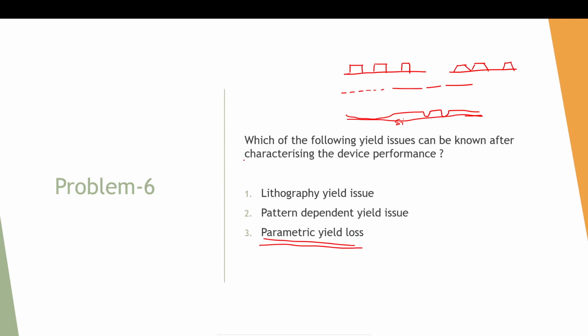So, after doing the device characterization, if your device is working just like you wanted it to work, then you say that device has yielded. The devices that don't work, you say those devices have not yielded, and the corresponding loss, that is how many devices didn't work, is called the parametric yield loss.